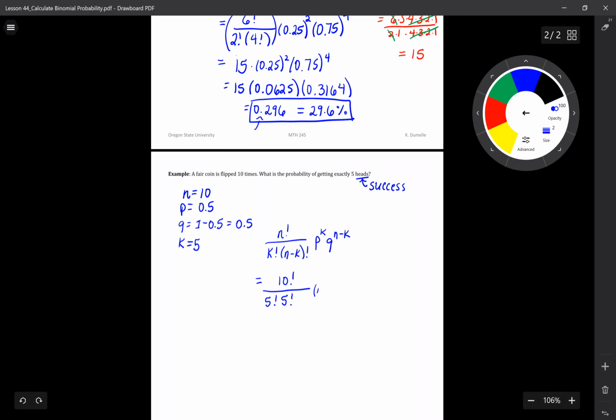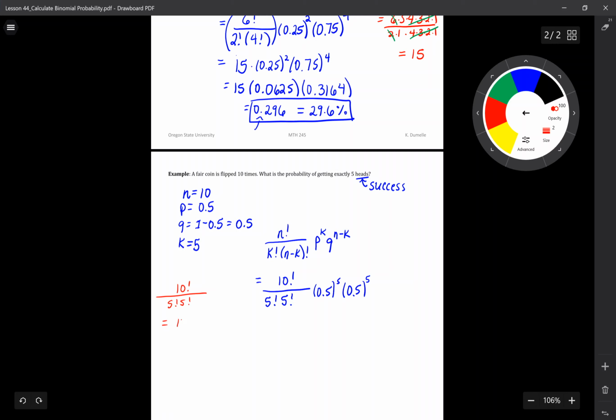P to the power of k is 0.5 to the power of 5. Q is also 0.5, whoops, I wrote k there, to the power of 5. And we get 0.5, that's also Q, and n minus k is 5. So let's see what this can simplify to if I do this off to the side, actually. So I want to simplify 10 factorial divided by 5 factorial.